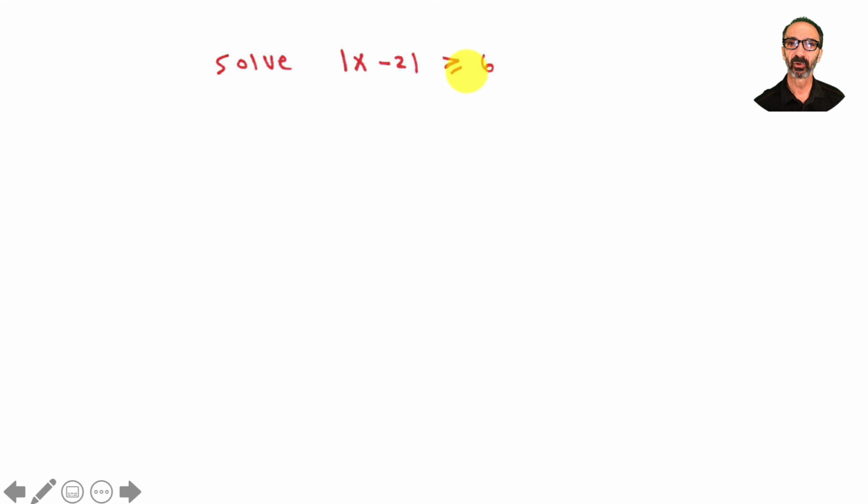Here's an example for greater than or equal. Greater than or equal means a distance more than 6 or equal to 6. That means you could be on the right side, you could be on the left side, so we use the word or.